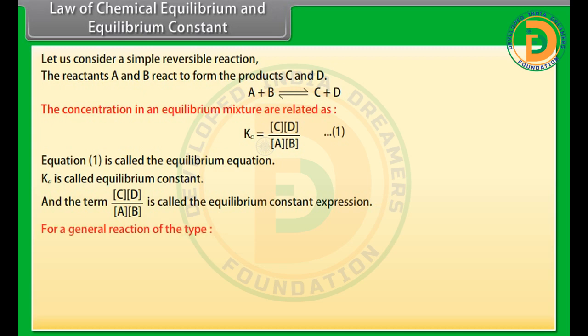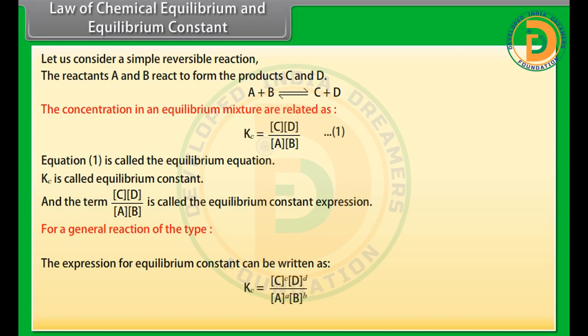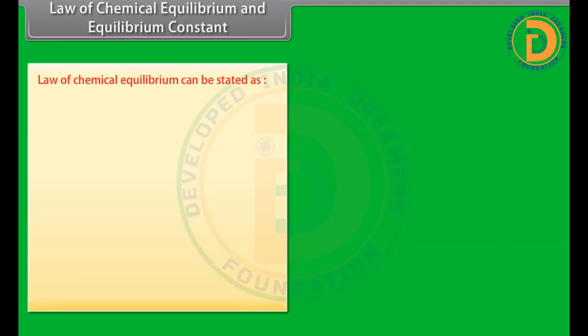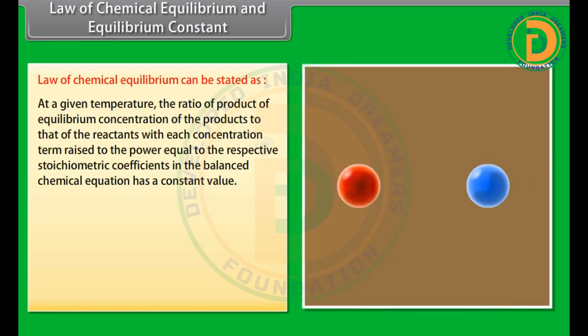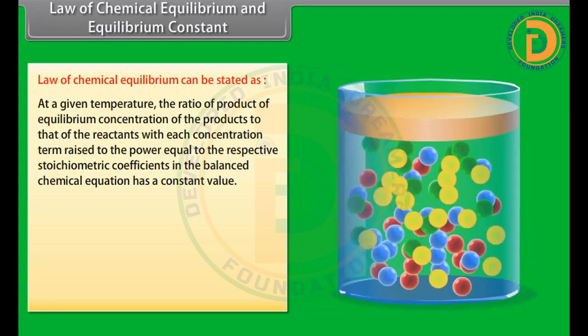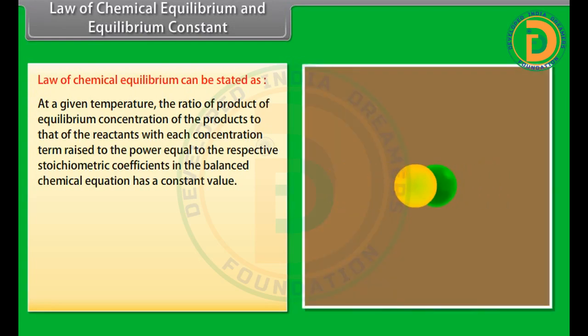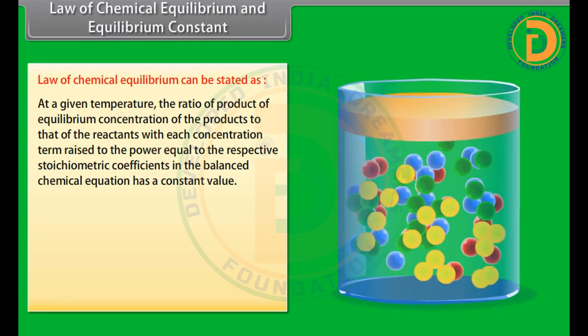For a general reaction of the type, the expression for equilibrium constant can be written as, where C in subscript to K, that is, Kc, is expressed in concentration of mole per liter. Law of chemical equilibrium can be stated as, at a given temperature, the ratio of product of equilibrium concentration of the products to that of the reactants, with each concentration term raised to the power equal to the respective stoichiometric coefficients in the balanced chemical equation, has a constant value.